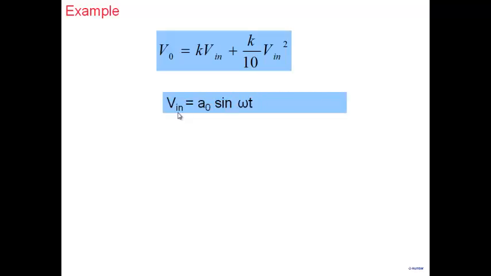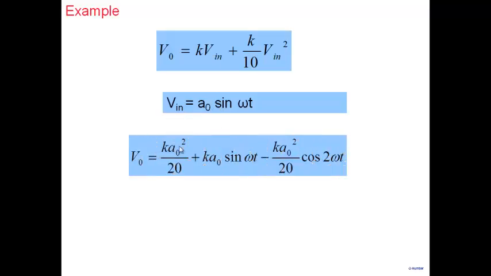So let's say v in equals a naught sine omega t. We take this, plug it into this expression here, and the output comes out, we can expand it. There'll be a sine omega t term here, and there'll be a sine square. Sine square, of course, you convert back into cos. And so you see that there is a fundamental component, and then there is a second harmonic.